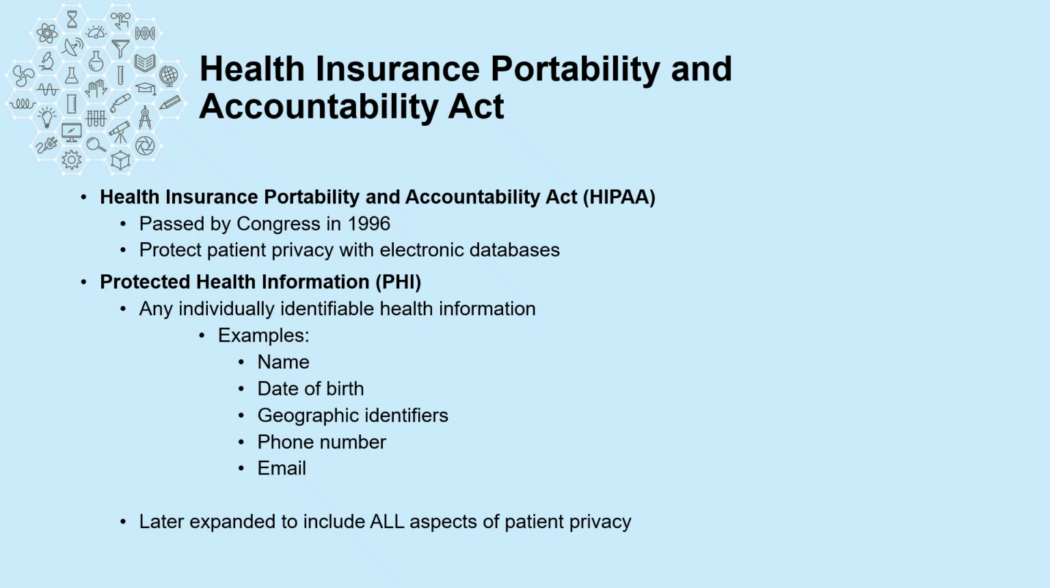So things that are protected would include a patient's name that could identify somebody, their date of birth, geographic identifiers, maybe they live in Austin, Texas, or Lubbock, Texas, or Rochester, Minnesota. Their phone number, now that is a unique identifier, and their email. So all of those are just examples. There's several more, but those are just some examples of protected health information that would fall under HIPAA.